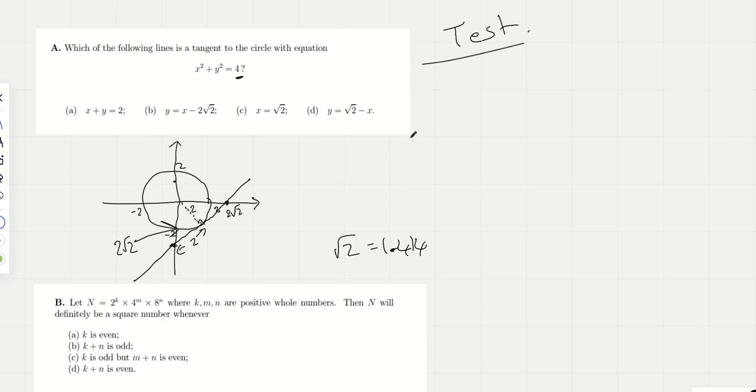But there we go, you can do it by process of elimination, really. But yeah, there we go, that's the first one. So the first answer is B.